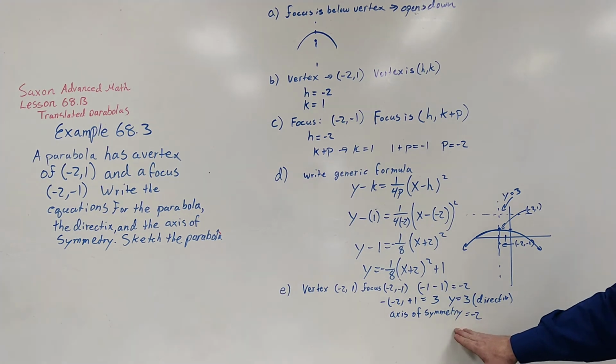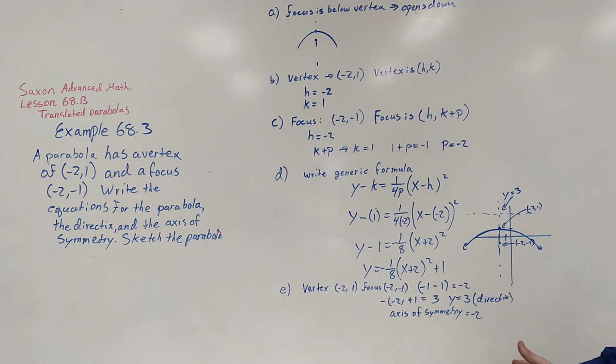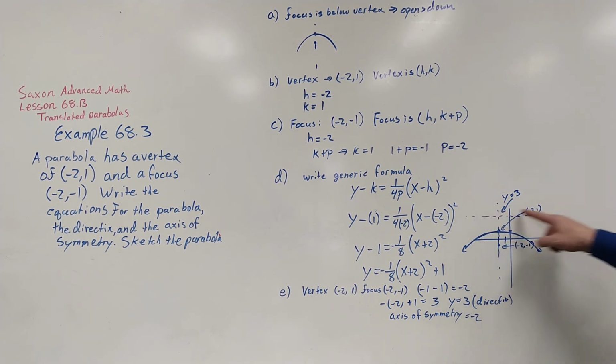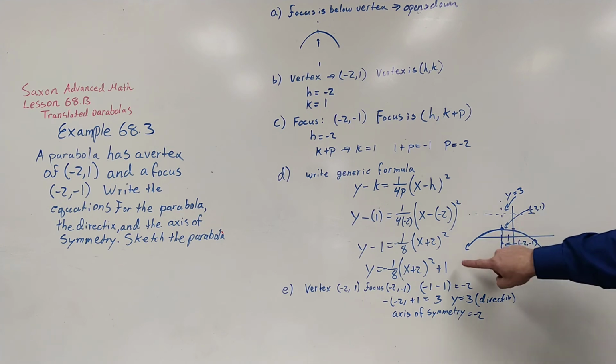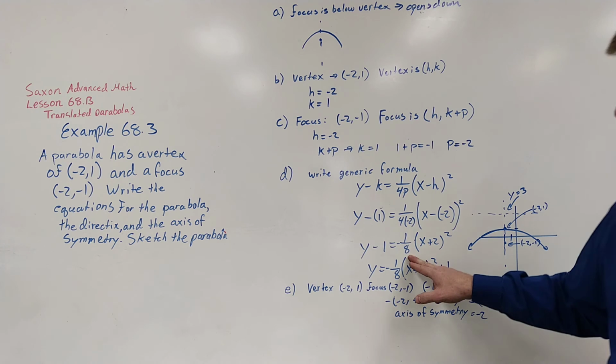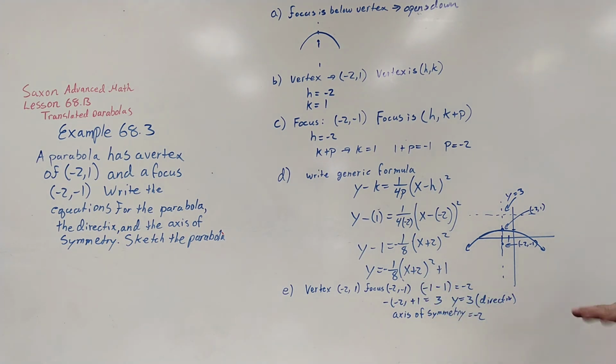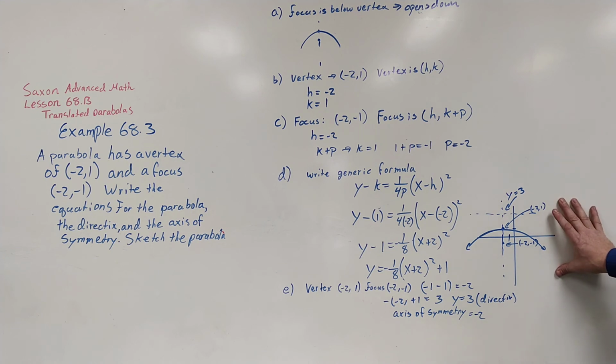I already know my axis of symmetry is x equals -2. I start with graphing the axis of symmetry at -2. I put my focus, my vertex, and my directrix on there. That pretty much sketches everything out. I know it opens downward, and it's going to open very wide because it's a 1/8. That's how I came up with each one of those.